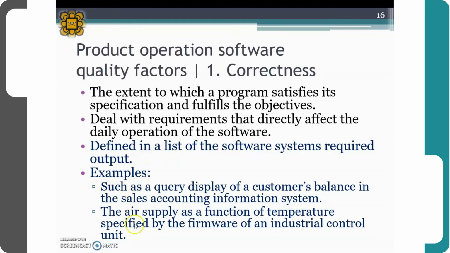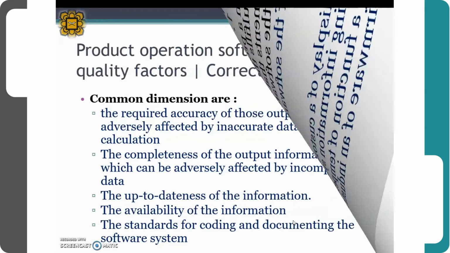Okay, here are two examples. Such as a query display of a customer's balance in the sales accounting information system. So we know that an expected output will be a display of the customer's balance. The second example is the air supply as a function of temperature specified by the firmware of an industrial control unit. That means you have to provide the air supply based on the temperature.